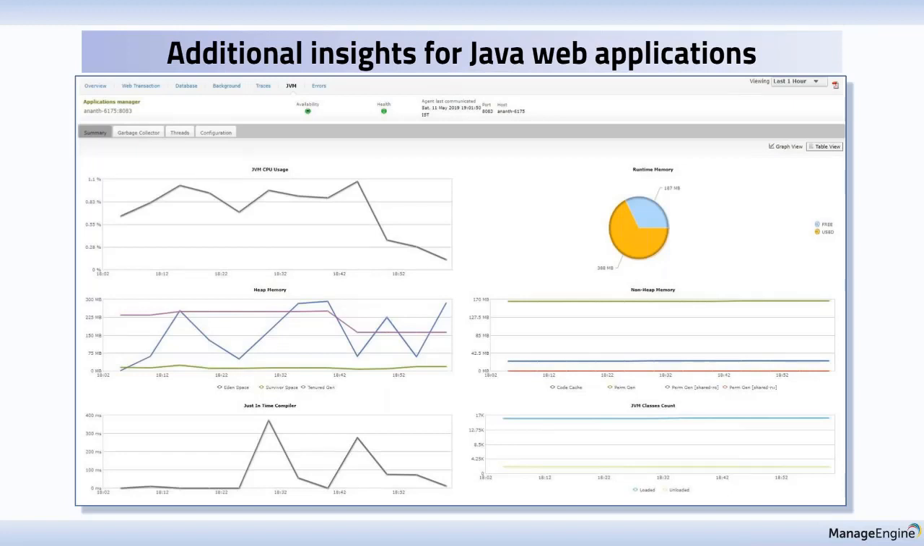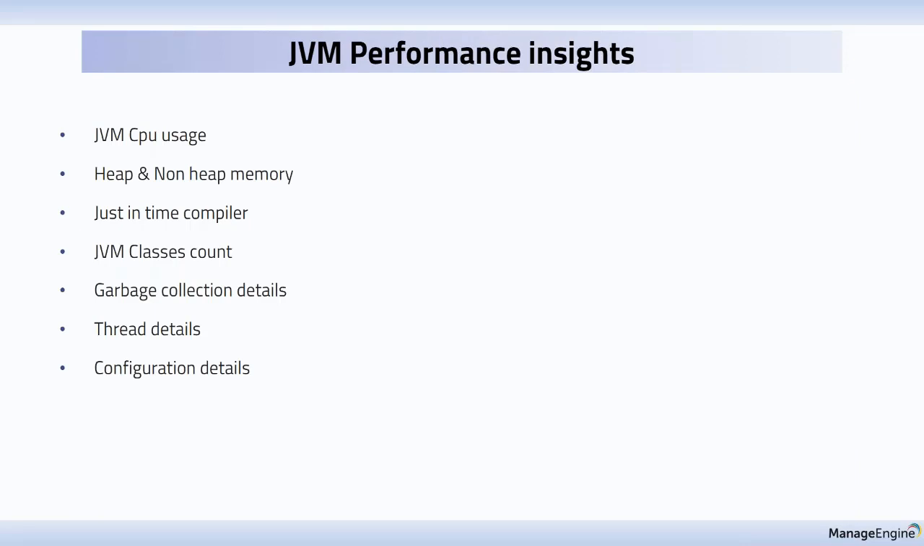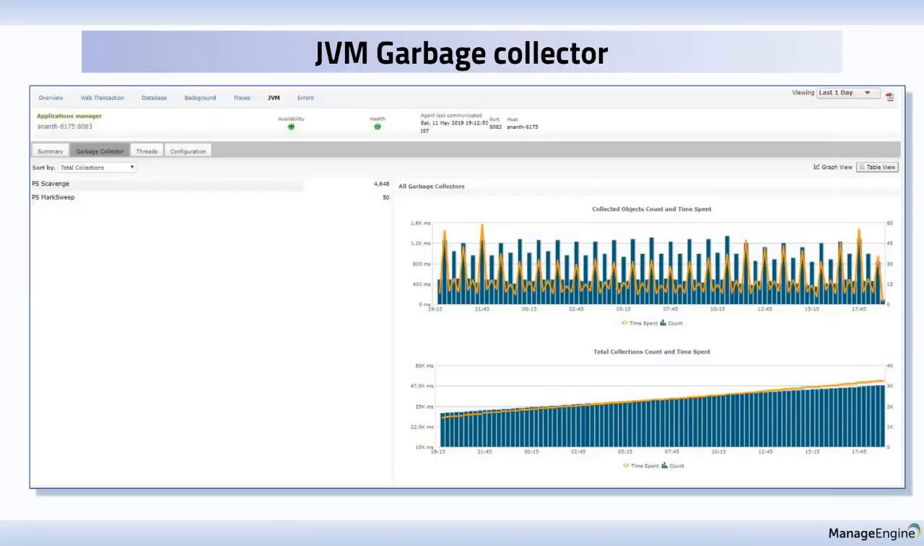When talking about a Java application, the first thing which comes to our mind is JVM. So JVM is an abstract computing machine that enables a computer to run a Java specific program. So let's discuss why JVM monitoring is important and a few metrics for JVM. So the JVM CPU usage is important, heap and non-heap memory of JVM, JVM classes count, garbage collection details, thread details, and configuration details. So Applications Manager monitors the JVM's garbage collection values.